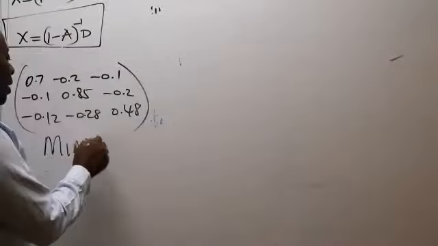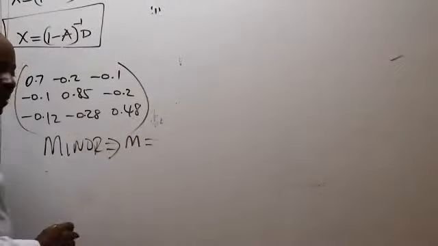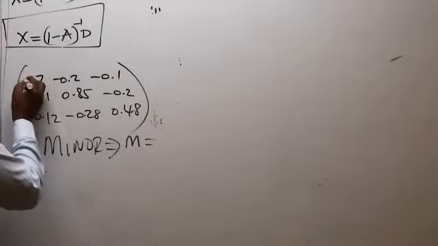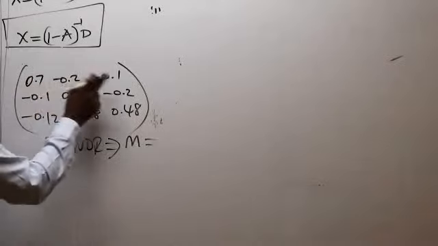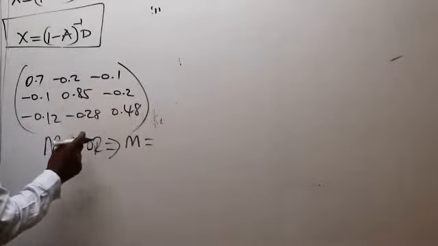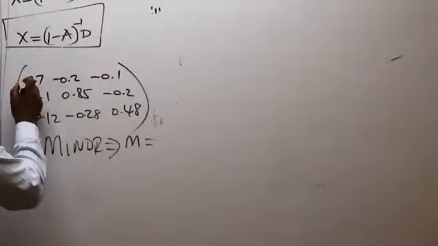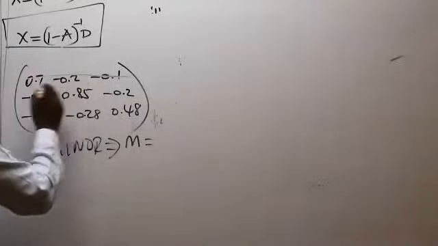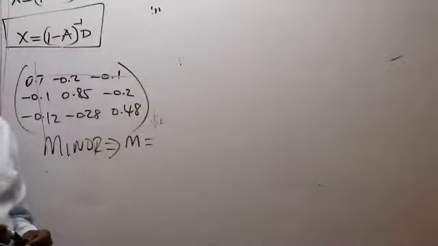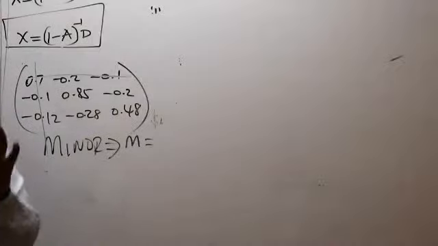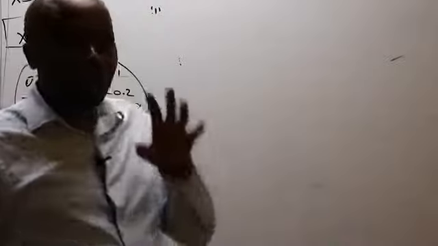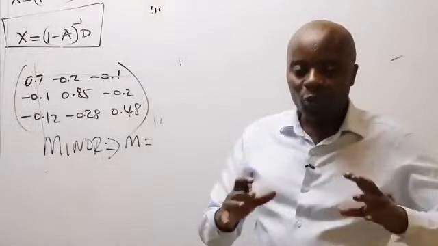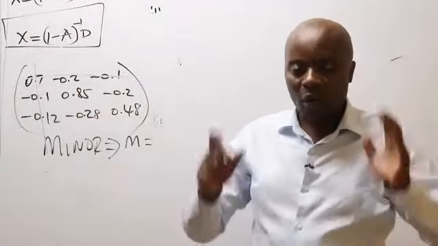The one thing that I will always remember about the minor is that if they want me to give them the minor of this value, each of these values here will have a minor element. So what am I going to do? Anytime you want to get a minor element, you hide the value of interest row-wise and column-wise.